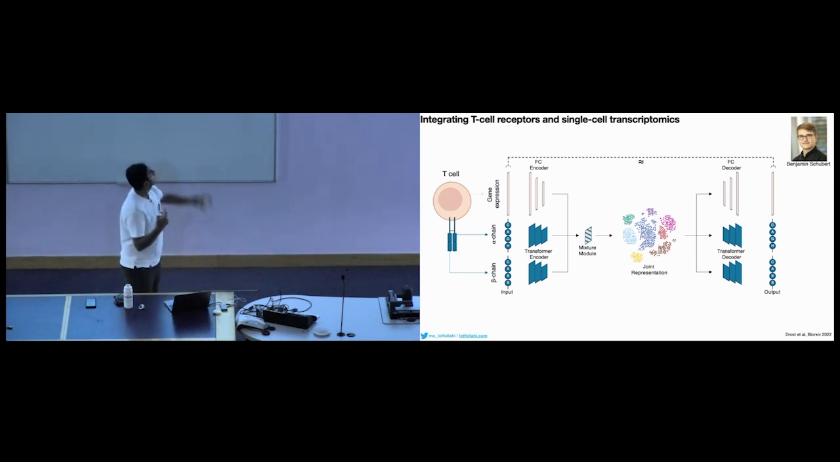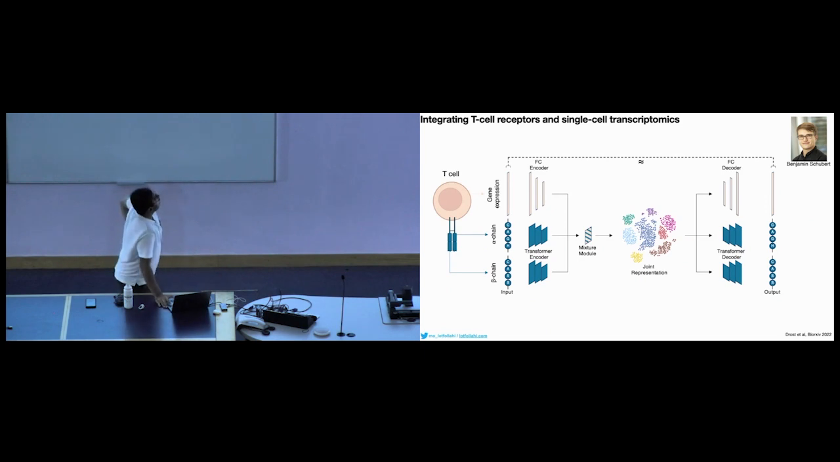The two most important parts of the T cell receptor are the alpha chain and the beta chain. These are basically the regions where it identifies antigens. And these are sequences, yeah? So in this case, we have gene expression, and then we have two sequences. We modeled the sequences using transformers, and in a similar fashion, we combine them with gene expression, and we have a mixture module that combines the T cell receptor information and the gene expression information.